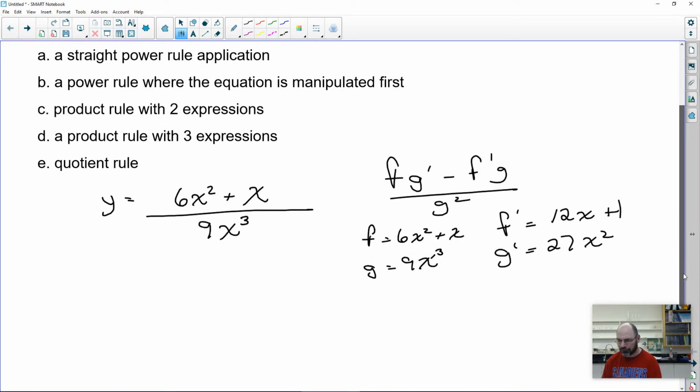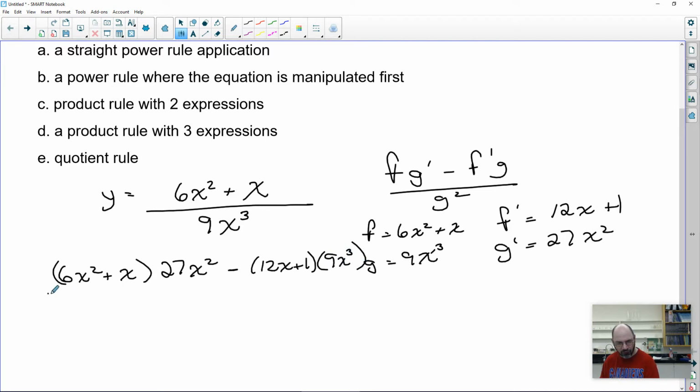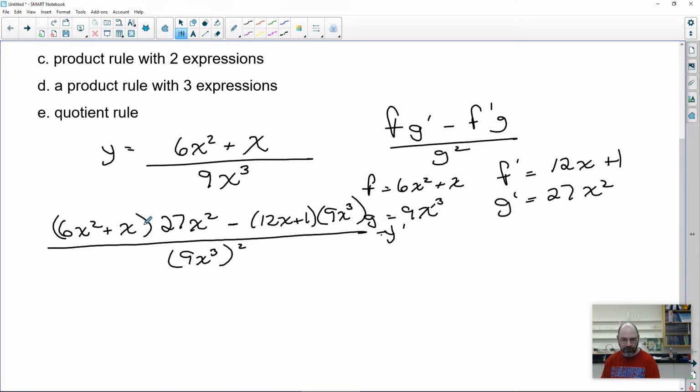Okay, so if we apply the quotient rule that we have here, f times g prime, so that's 6x squared plus x, all times 27x squared, minus, okay, f prime was 12x plus 1 times g, which was just 9x cubed, okay, all over 9x cubed squared. That's our derivative.